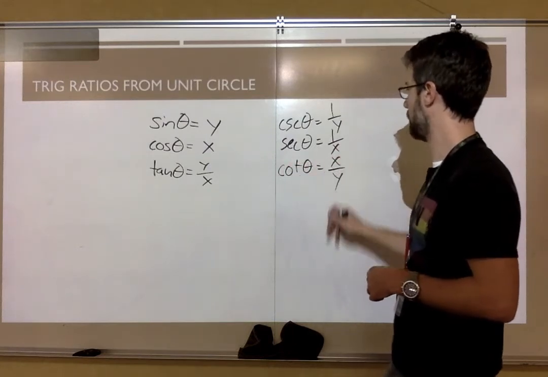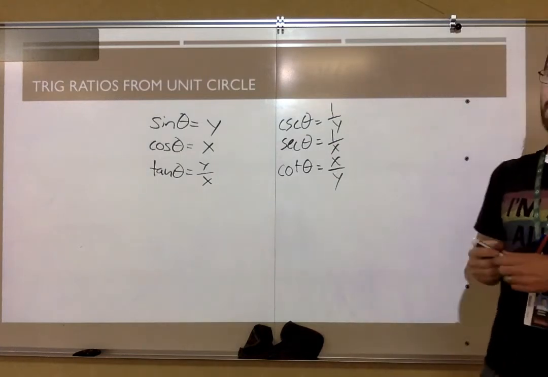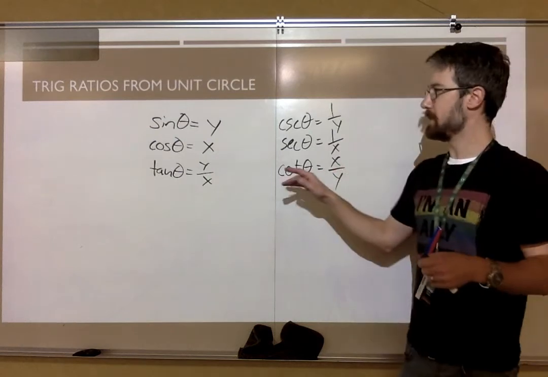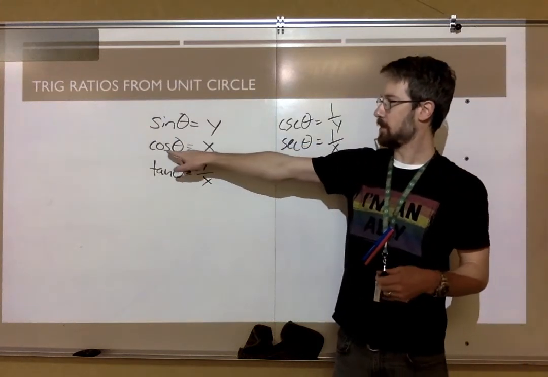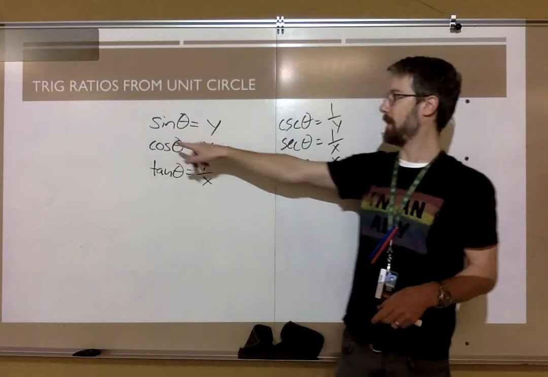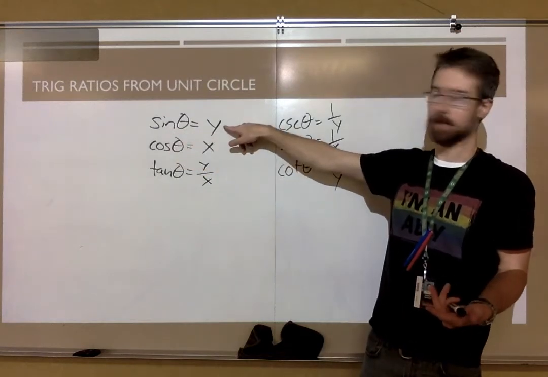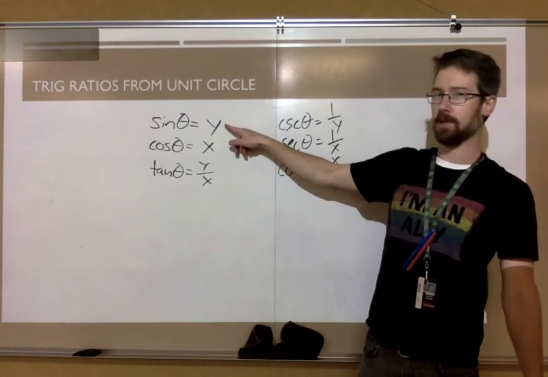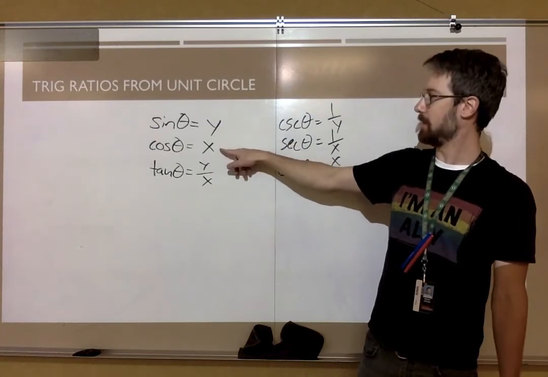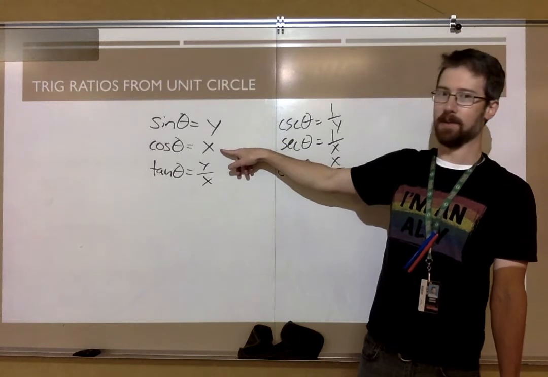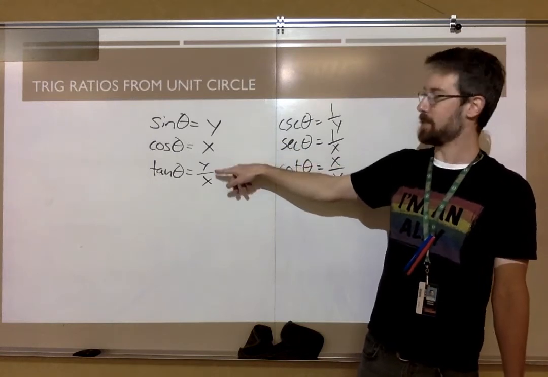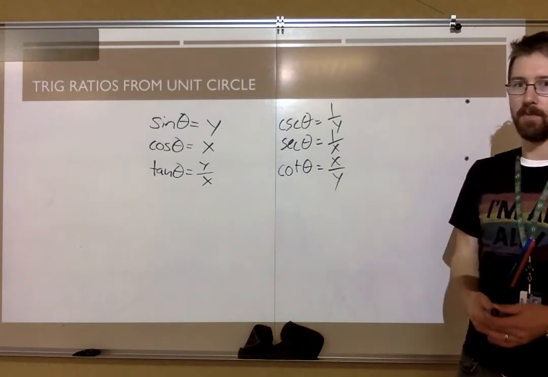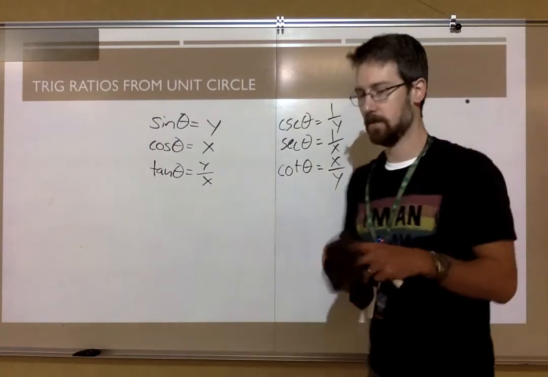X over y, like that. To remember this, probably the easiest way that I know is cosine comes before sine alphabetically, x comes before y alphabetically. Tangent, if you can visualize that the vertical is the opposite angle and the opposite side, and the horizontal is the adjacent side, then it's opposite over adjacent still, and then it's just everything flips for the reciprocal ratios.